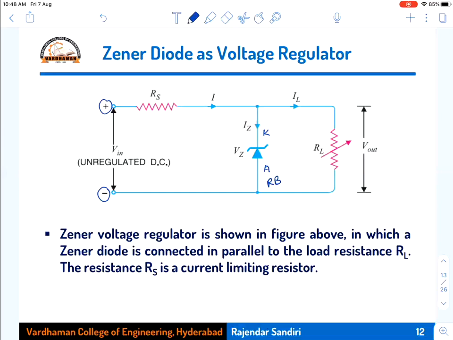So always the Zener diode should be operated in the reverse biased condition, and that should be done to make the Zener diode operate in the reverse breakdown region. That particular property is only useful for us when we are using this Zener diode in the voltage regulator circuit.